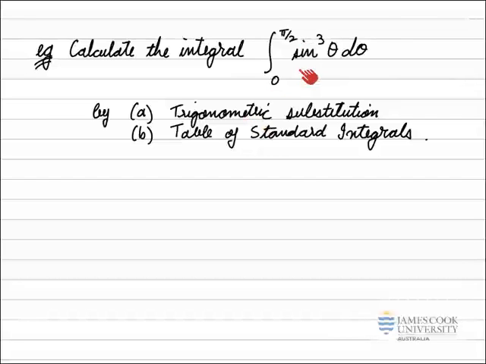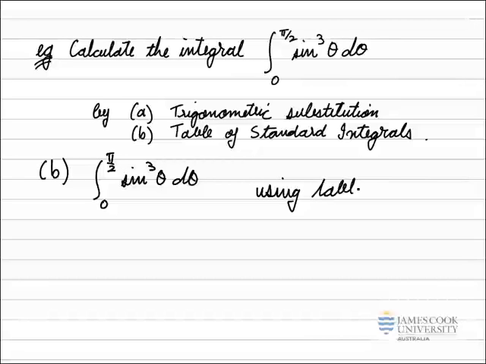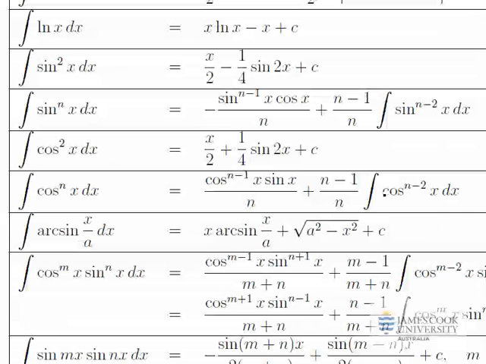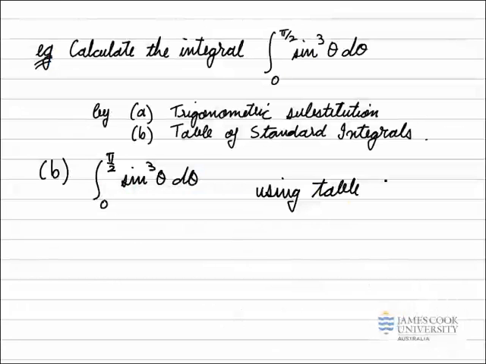Going back to the page, this is part B. Write out the question again: the integral from 0 to pi on 2 of sine cubed theta d theta. I note that I will be just using the table, and I can see the integral that I need to use, sine to the power n of x dx, but I'll just be replacing the n with 3, so we might as well make a note of that as well, where n is equal to 3. So I can go straight to the answer.